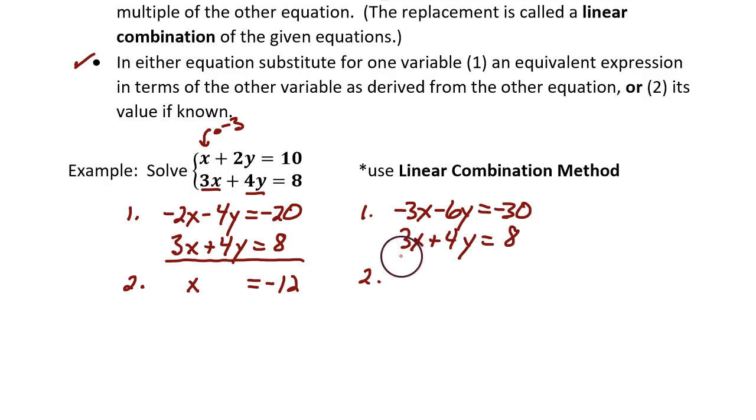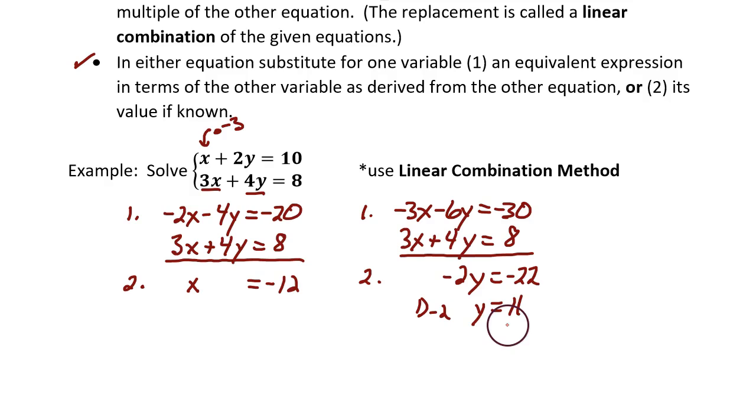Then in step 2, add the equations together, combine them together. Negative 3x add 3x makes nothing. Negative 6y add 4y is negative 2y. And negative 30 add 8 is negative 22. Divide by negative 2 to get the letter y alone. We get y equals 11. By inspection, just by looking, we can tell the answer for y is 11.